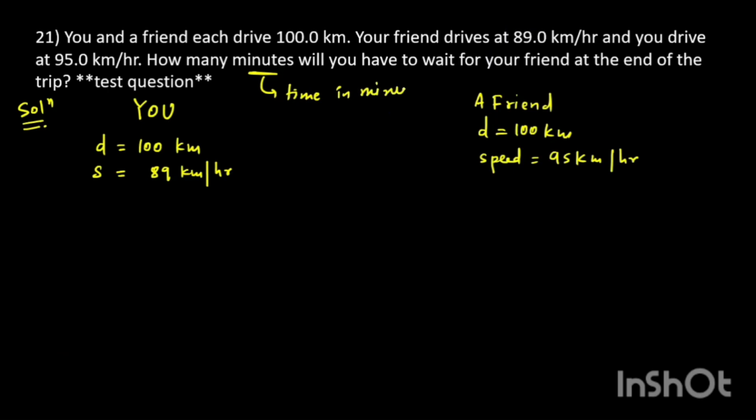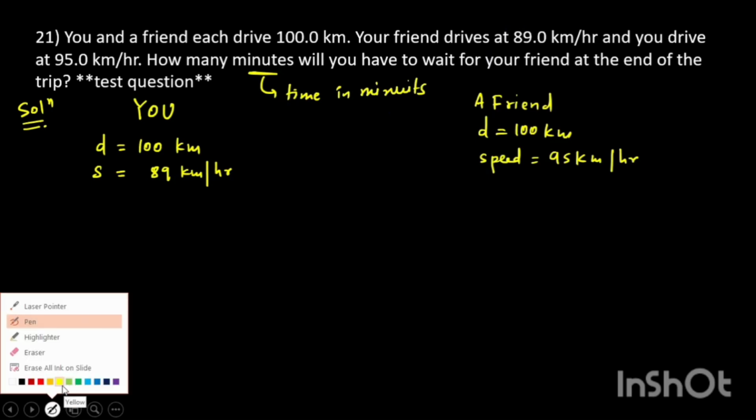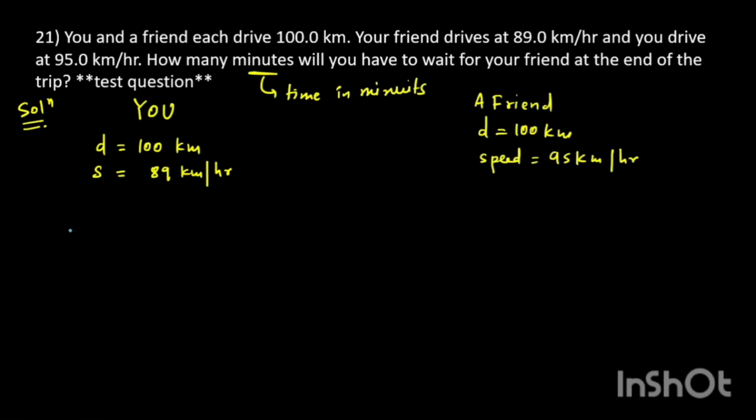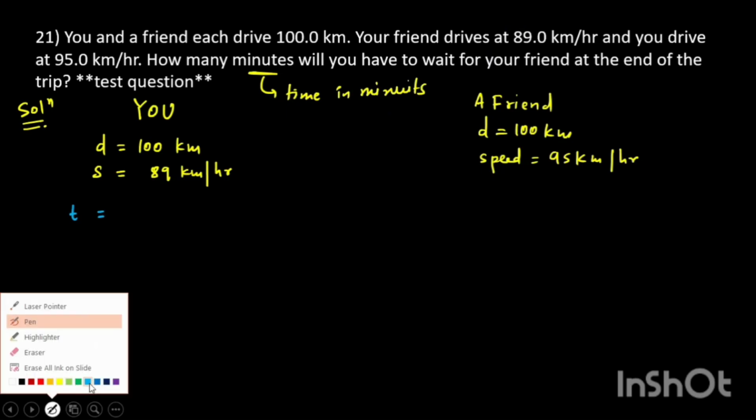Wait, it's the other way around. We drive 95 kilometers per hour. Friend drives 89 kilometers per hour. You have to switch up the speeds. Okay, no issues. We have to find the difference. It won't change.